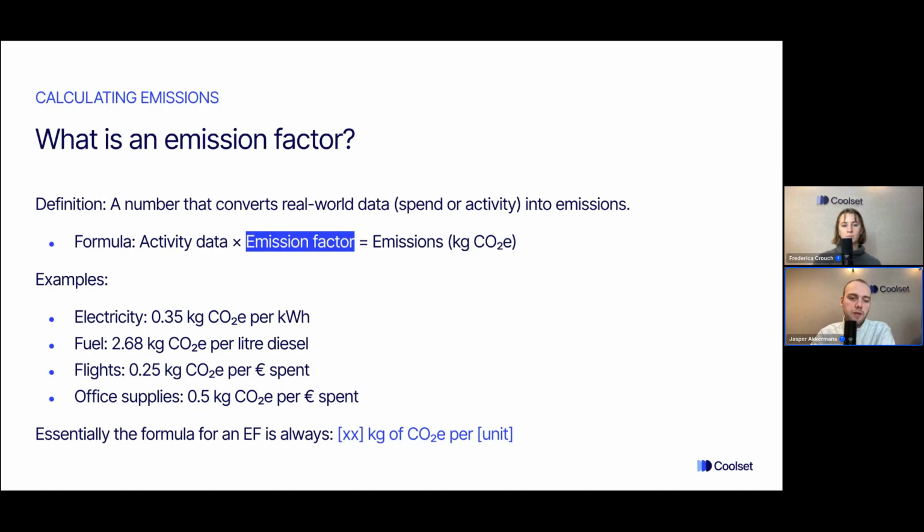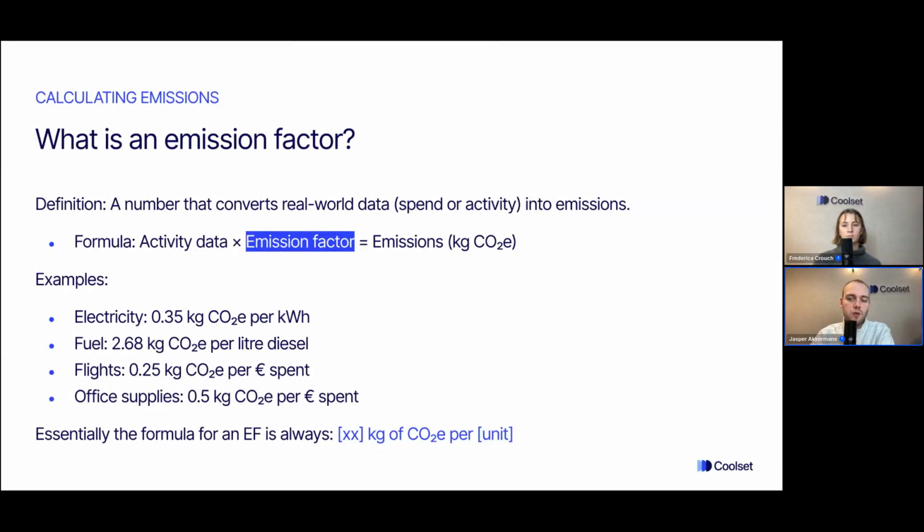Same applies to the other emission factors here. So fuel, for example, we would say has an emission factor of 2.68 kilograms of CO2 equivalent, in this case per liter of diesel. So that's the unit here. For flights, you might say, well, we start with spend-based, so that could be 0.25 kilograms of CO2 equivalent per euro spent. But of course, here's a good example of where you could say we start with spend-based, and then we start mapping our flight data in a more activity-based manner.